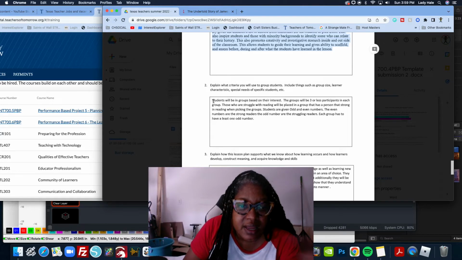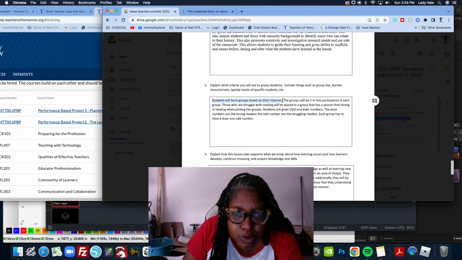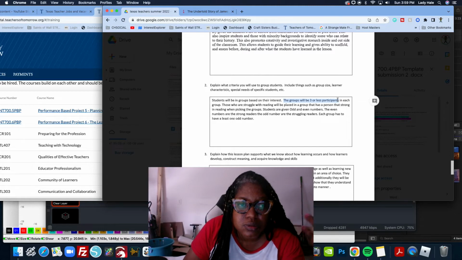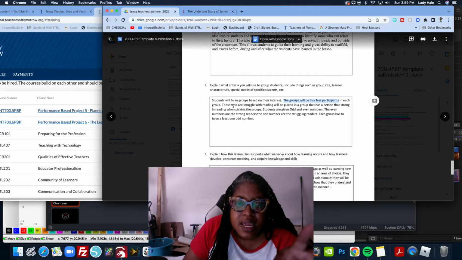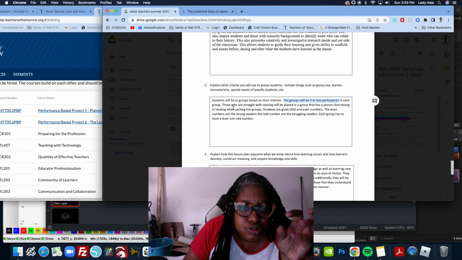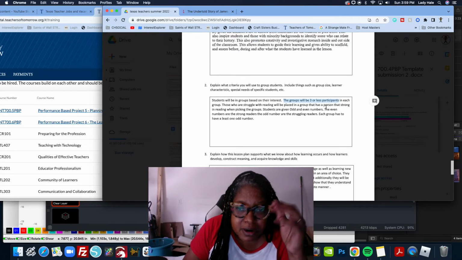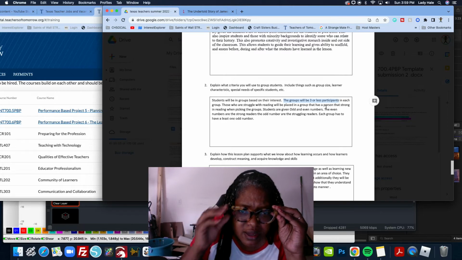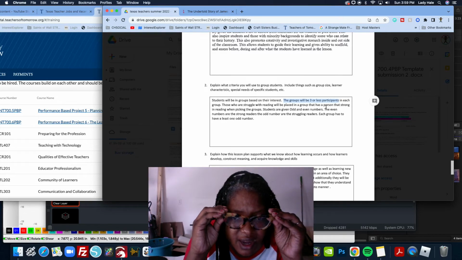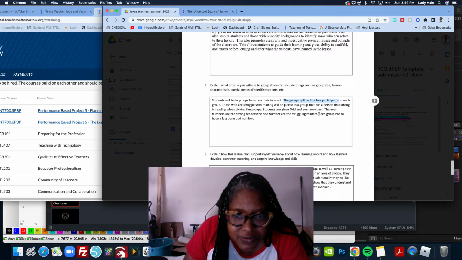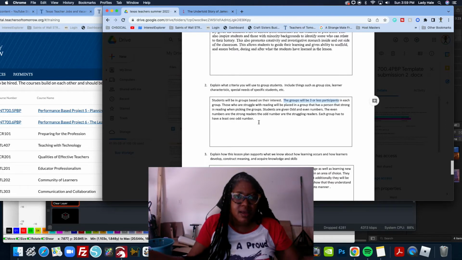Exactly what it said. And I said students will be grouped based on their interests. The groups will be at least 3 or less, right? Because research shows that it's best to do, I think it's 3 to 5 kids or something like that, in each group. Those who struggle with reading will be placed in a group that has a person that is strong in reading. When picking the groups, students are given odd and even numbers. The even numbers are for the strong readers. The odd numbers are for a struggling reader. Each group has to have at least an odd number, right?